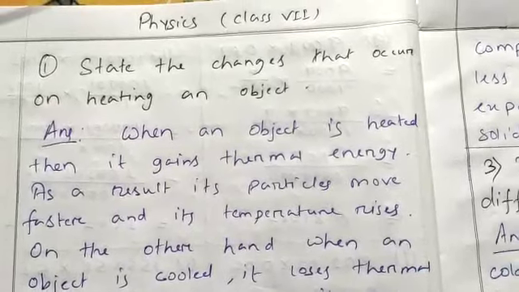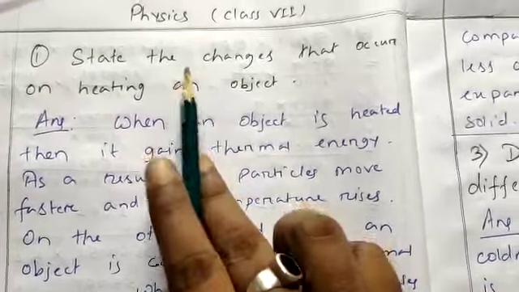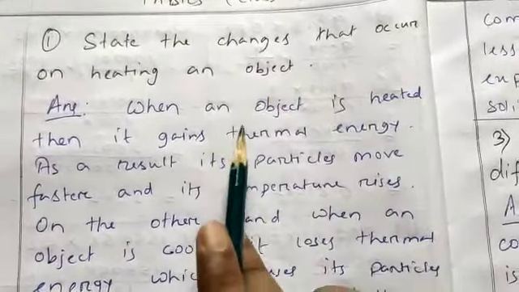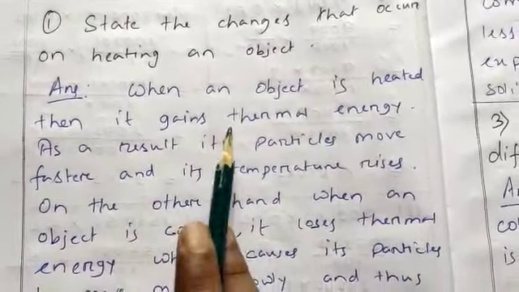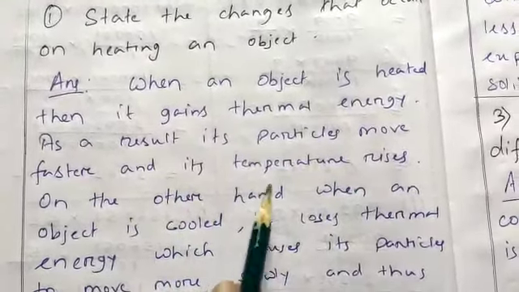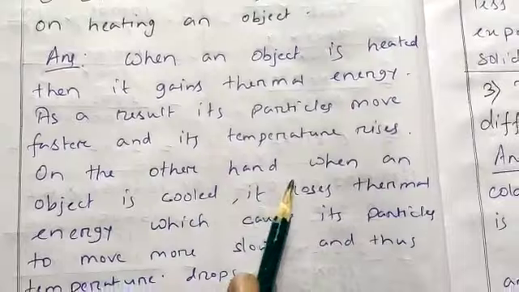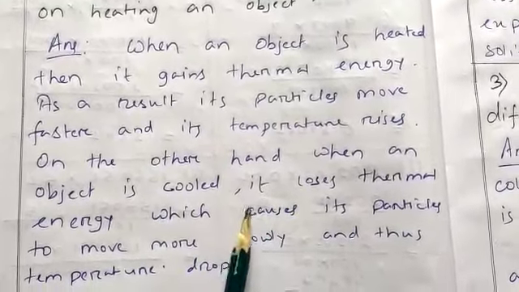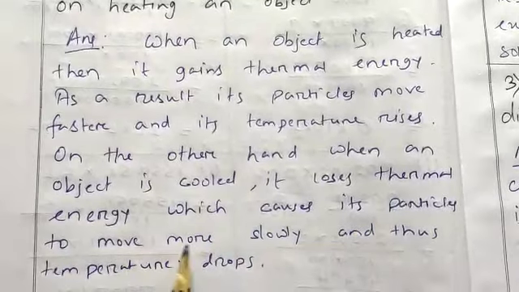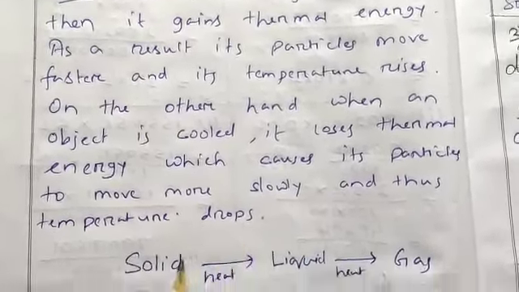Okay, students, so come to the short questions. Question number 1: state the changes that occur on heating an object. When an object is heated, it gains thermal energy. As a result, its particles move faster and its temperature rises. On the other hand, when an object is cooled, it loses thermal energy, which causes its particles to move more slowly and thus the temperature drops.